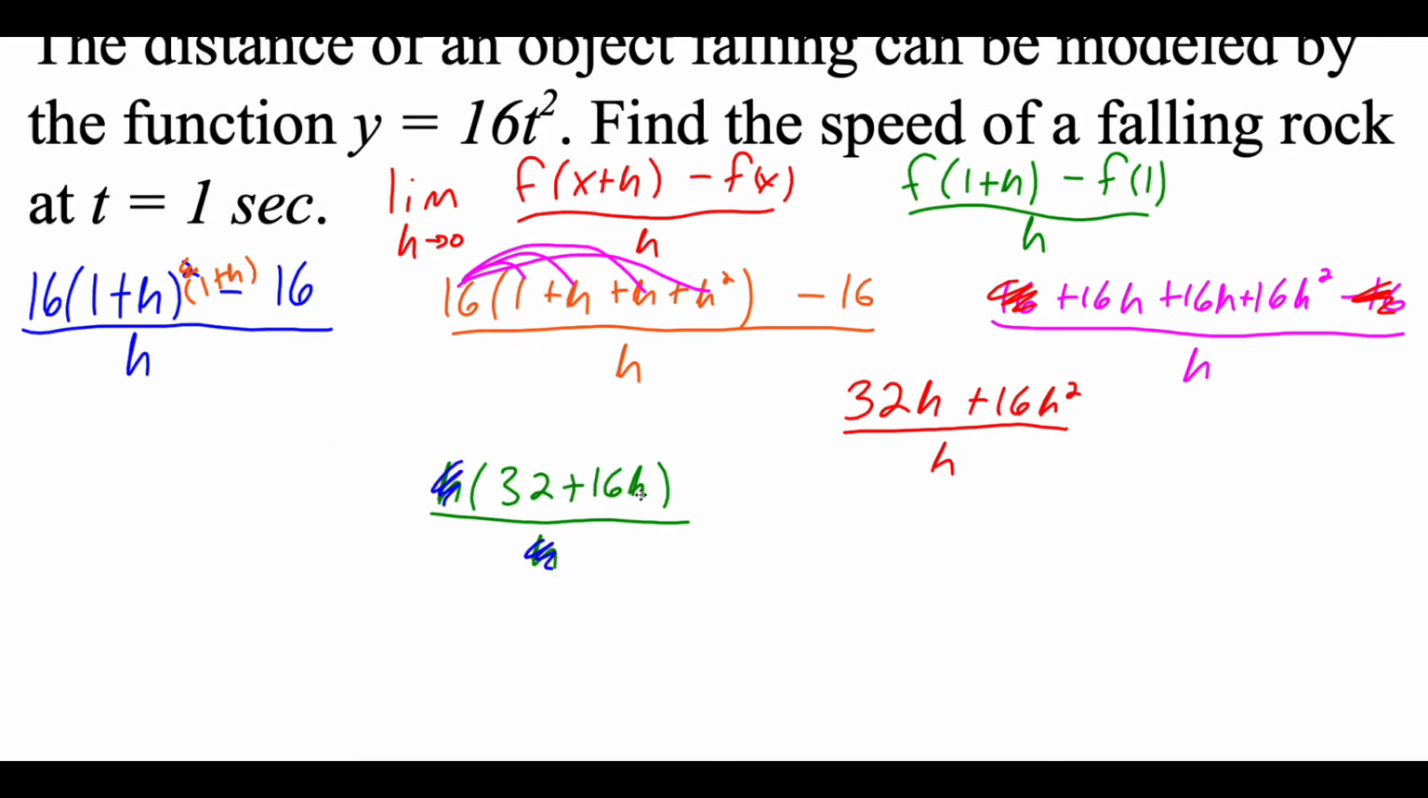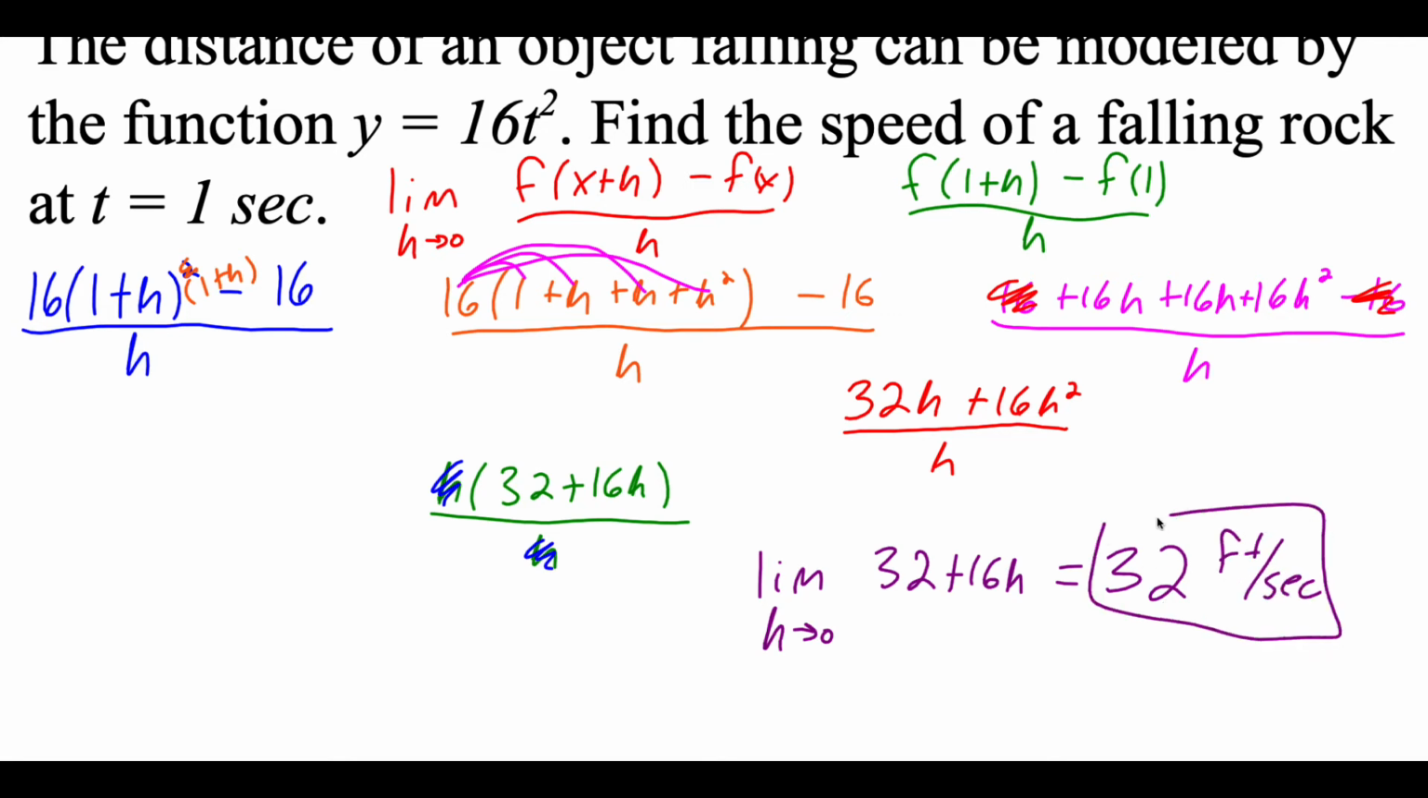So we get 32 plus 16h, but we're not quite done because we still need to do this limit as h is approaching 0 of this 32 plus 16h. Direct substituting the 0 in there, and we get a speed of 32. So the speed of this rock after 1 second is 32 feet per second.